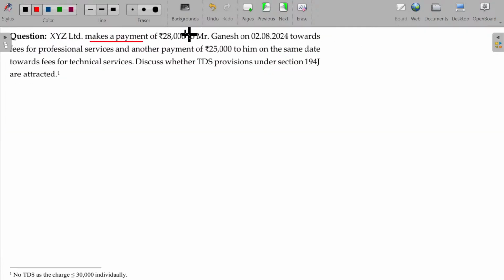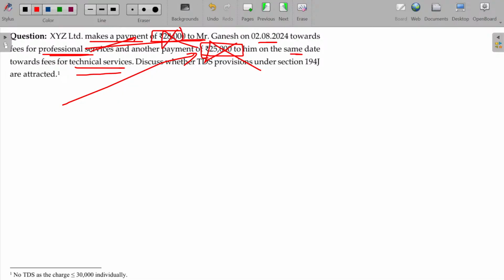XYZ Limited makes a payment of 28,000 to Mr. Ganesh on this date towards fee for professional services. Another payment of 25,000 on the same date towards technical services. For technical services, up to 30,000 is exempted. For professional services, up to 30,000 is exempted. Because of this, both will be not taxable.